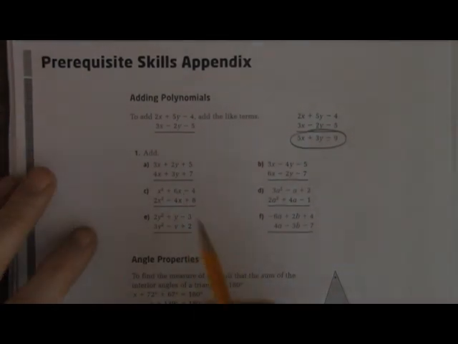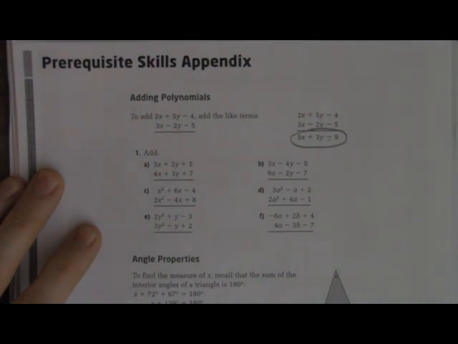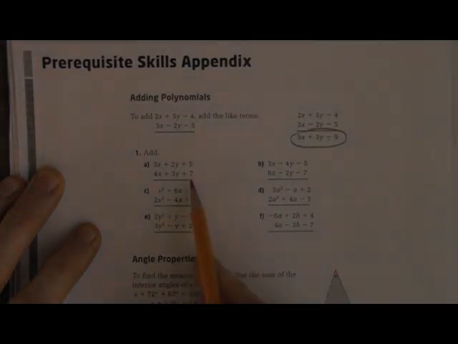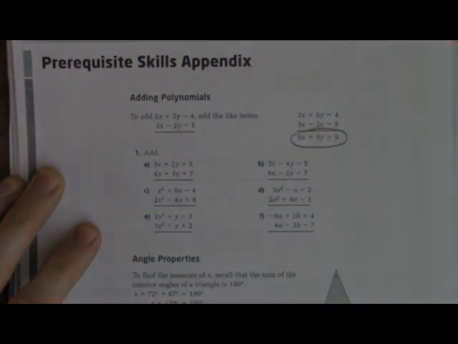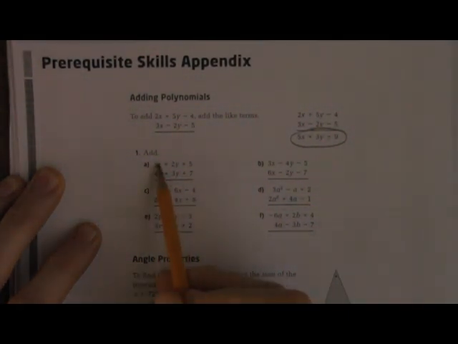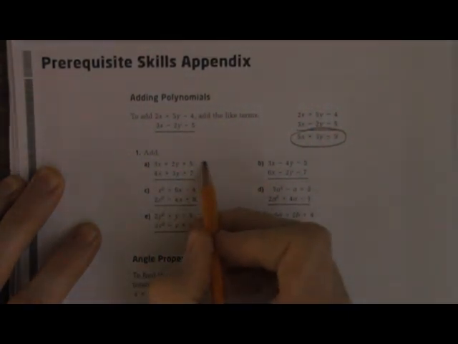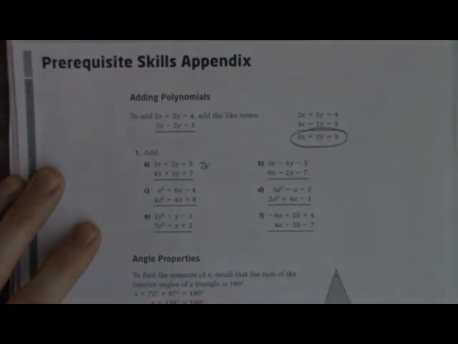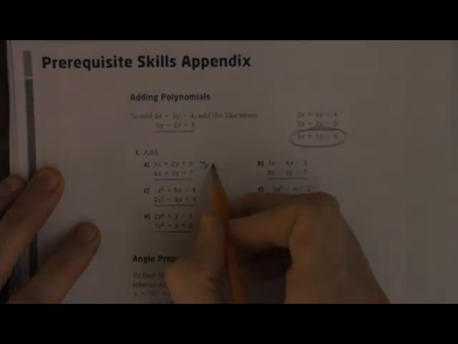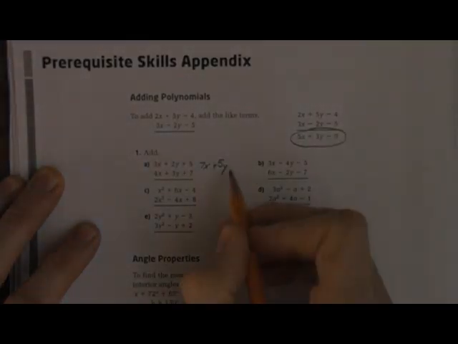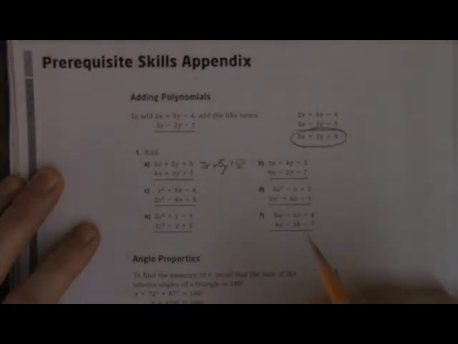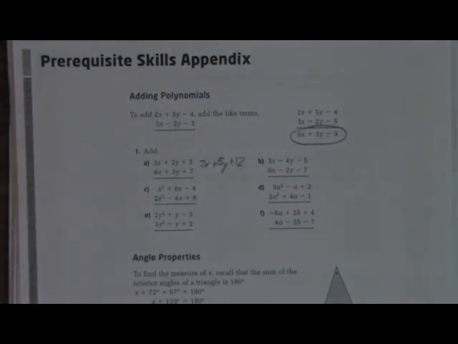Okay, but if we wanted to do this first one here, 3x plus 2y plus 5, 4x plus 3y plus 7. Don't give us a lot of room here, but 3x and 4x gives us 7x. 2y and 3y give us plus 5y. And then 5 plus 7 gives us plus 12. Okay? Any questions with this? That's the answer, yeah?